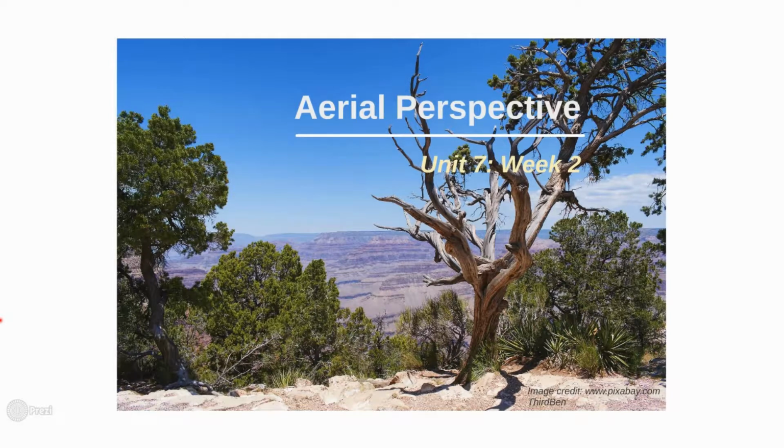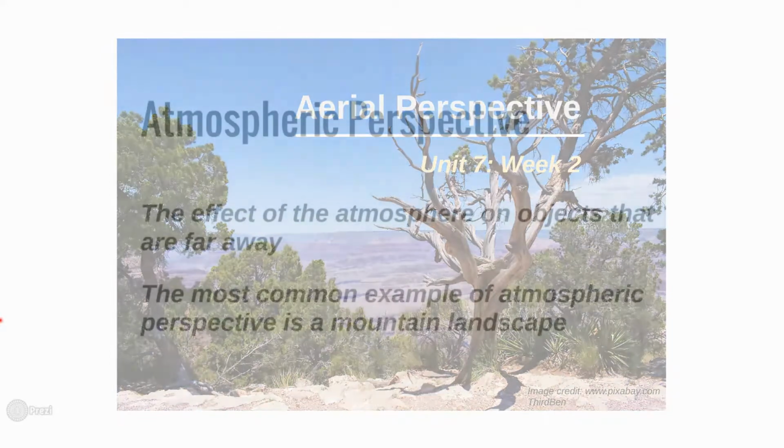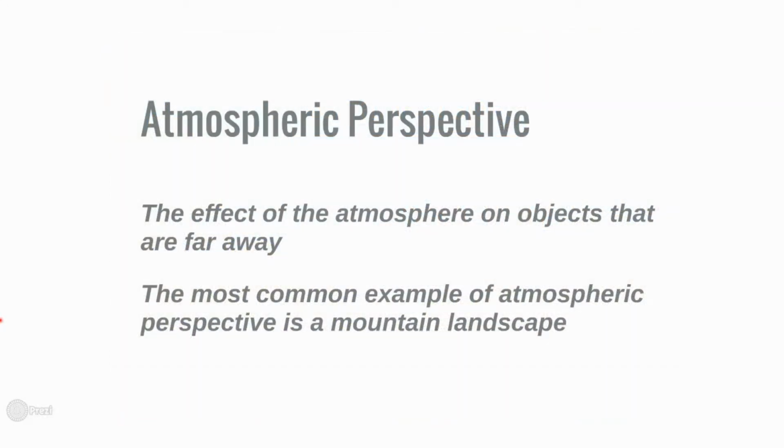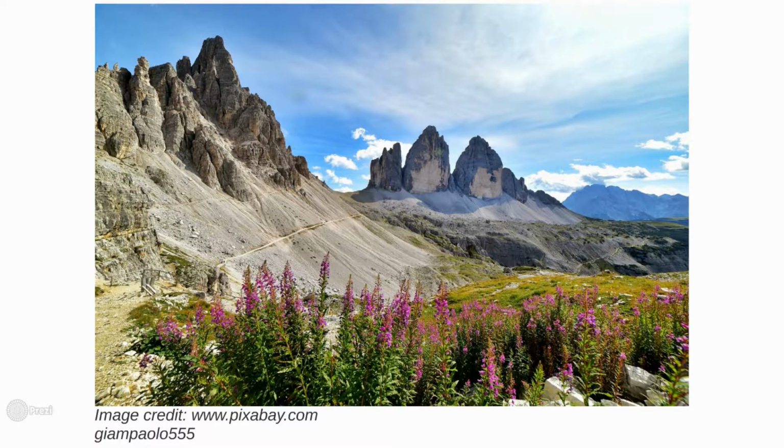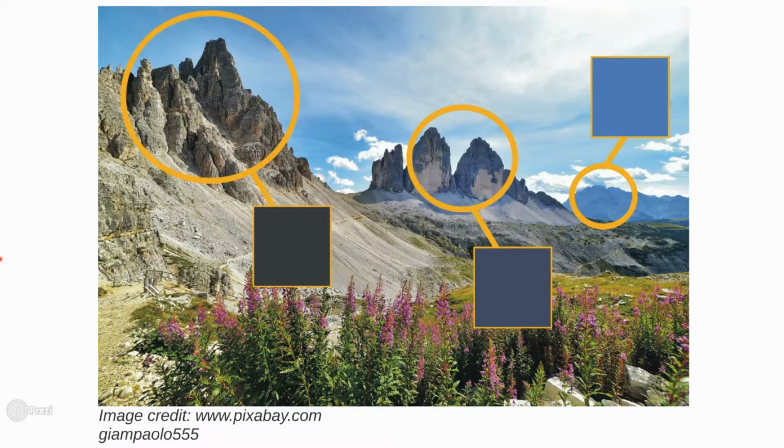Aerial perspective is also called atmospheric perspective and is the effect of the atmosphere on objects that are far away. The most common example of atmospheric perspective is a mountain landscape. Let's look at this one. Notice the peaks take on a bluer hue the further back they go.